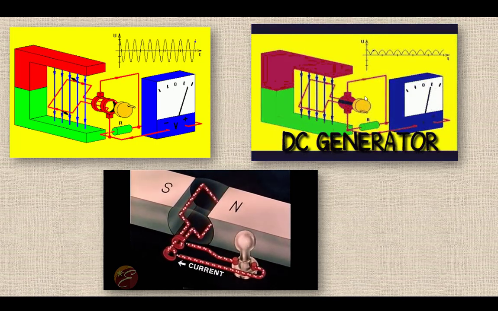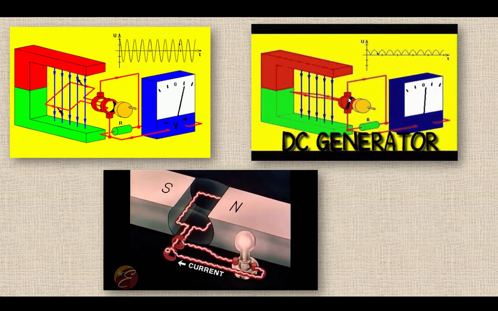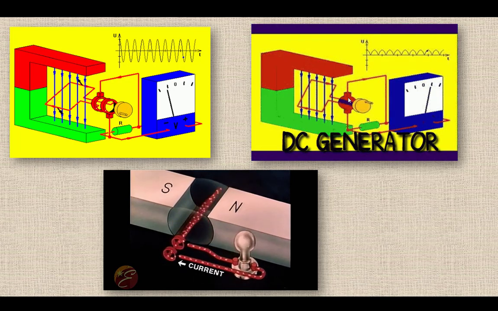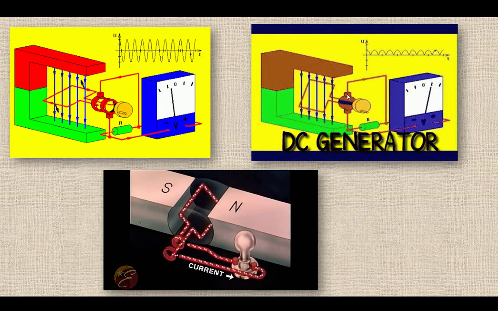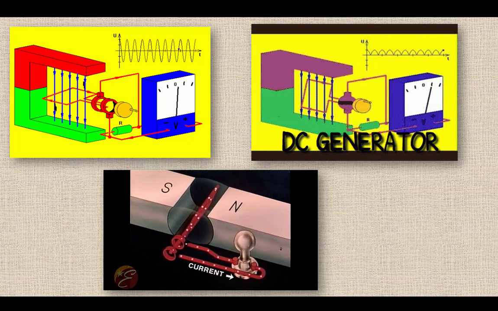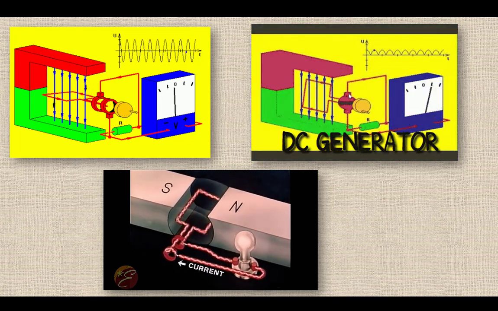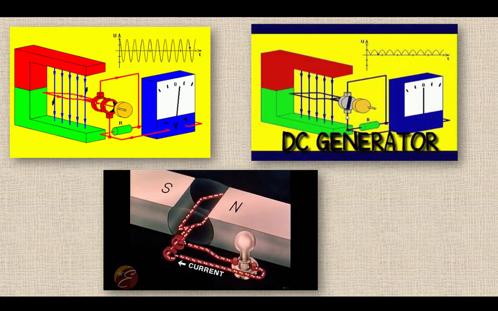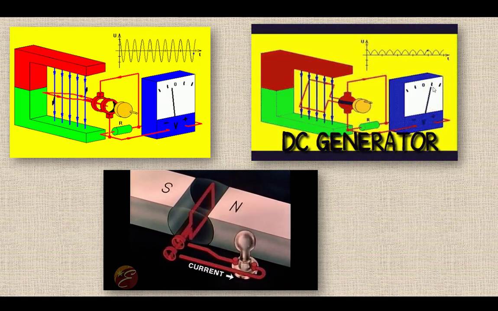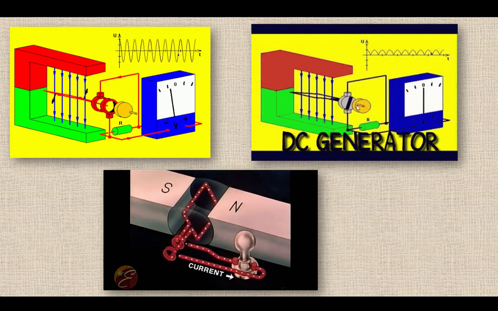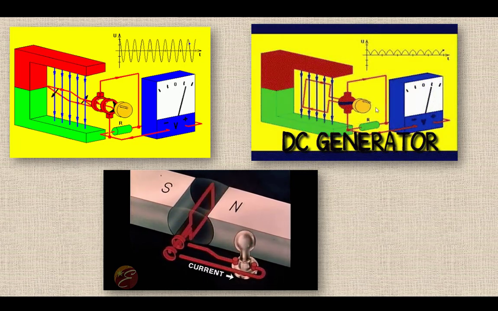However, over here, I have a different type of commutator. This is called a split ring. And in this particular case, I'm always collecting whatever side of the winding is going up. And the other one, I'm collecting on what's going down. So I'm always collecting positive on one side, negative on the other, and so I'm not seeing the reversal in current. This black separator splits the two electrical circuits, positive and negative, that allows that to happen.